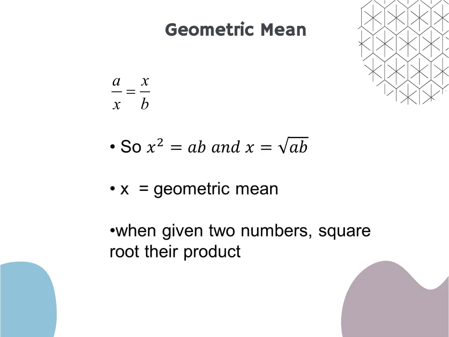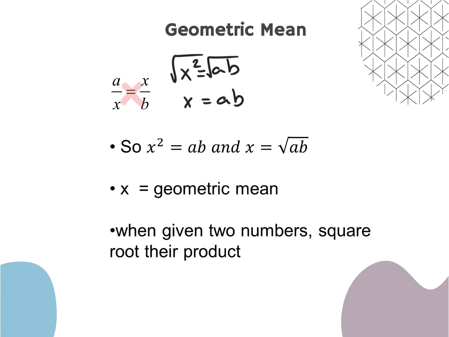So now we have the geometric mean. The geometric mean is a proportion A over X equals X over B. So x squared equals AB and x equals the square root of AB. Now, if you guys remember, with proportions we cross multiply. So we're going to get x squared is equal to A times B. So we take the square root and then we get that x is equal to the square root of AB, right? After we take the square root.